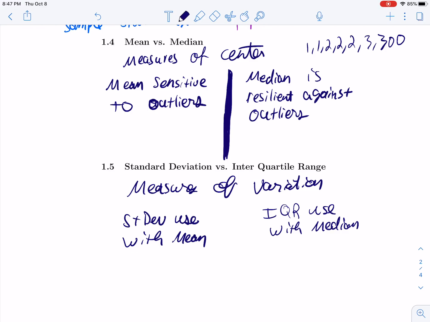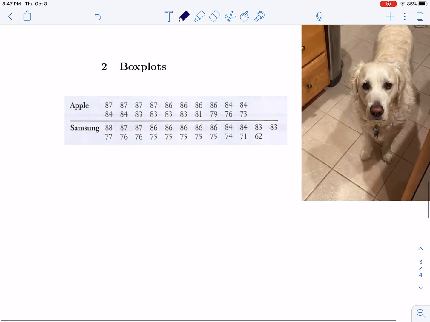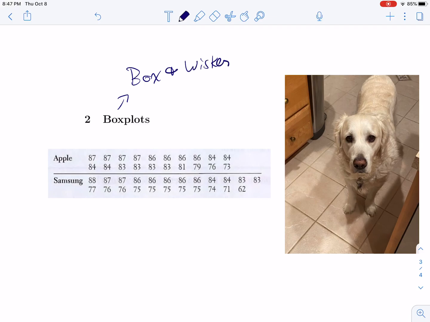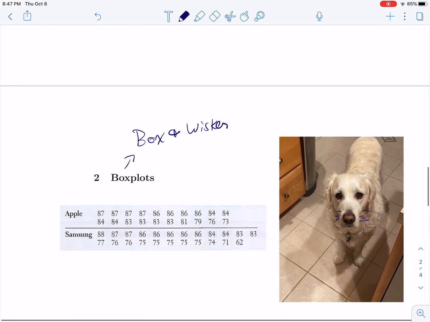And finally, one thing for today, we have box plots, also known sometimes as box and whisker plots. And since they're box and whisker plots, I figured I'd throw my dog on here. She's got whiskers, right? Let's stop drawing all over my dog.